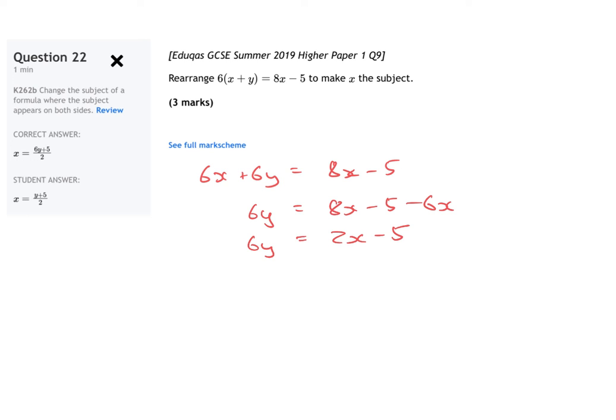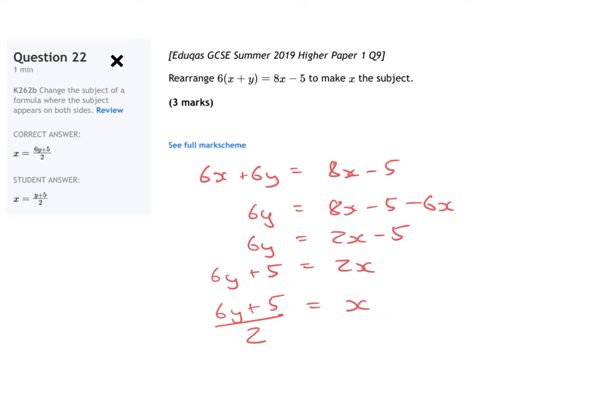I'm going to add 5 to both sides. So I get 6y plus 5 equals 2x. And now all I need to do is divide by the 2. The right-hand side becomes x, and the left-hand side becomes 6y plus 5 divided by 2. If we look at the answer the student gave, quite possibly they were on the way to the right answer, but for some reason they ended up with y instead of 6y. They lost the 6 somewhere in their workings.